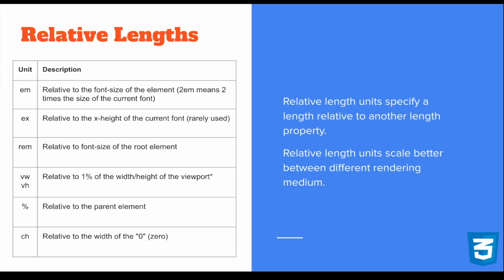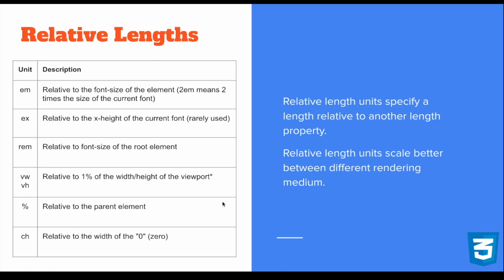It's advisable to use relative length, and you have all these relative lengths defined on the left-hand side of the screen. You have the EM and the definition of what it is, relative to the font size of the element. You have EX, relative to the x-height of the current font. You have rem, which is what we'll be using most of the time from now on, relative to the font size of the root element. You have VW and VH, relative to 1% of the width and height of the viewport, which is what I used currently. I will show you how that works. Percent is relative to the parent element, and CH relative to the width of the 0.